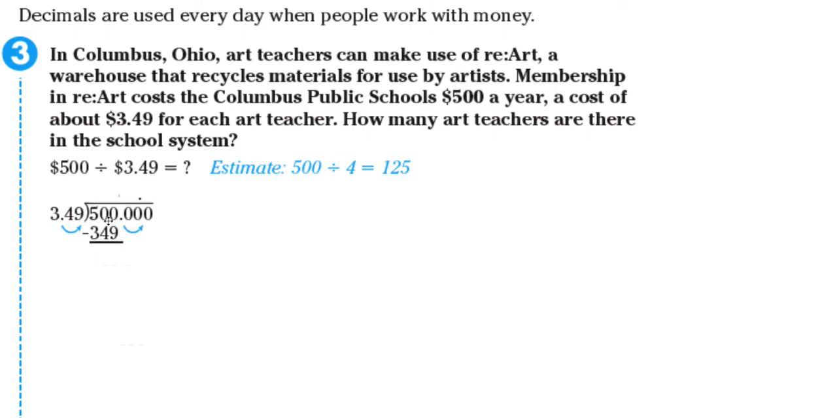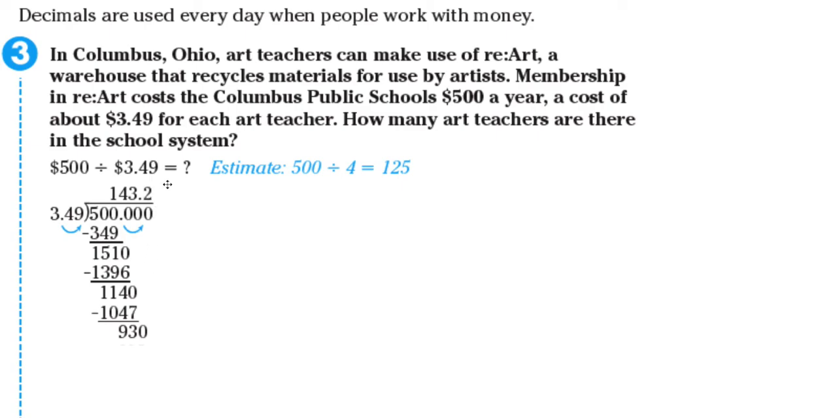How many 349 is going into 500? That would be 1. Subtract that, end up with 151, bring down that 0. How many 349 is going into 1510? That would be 4, and the product is 1396. Subtract that, you end up with 114, bring down another 0. How many 349 is going into 1140? That would be 3. Multiply that by 349, 1047. Again, we subtract that, end up with 93, bring down the last 0 right there.